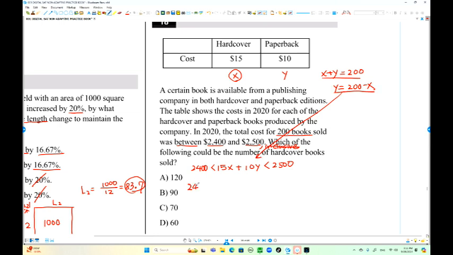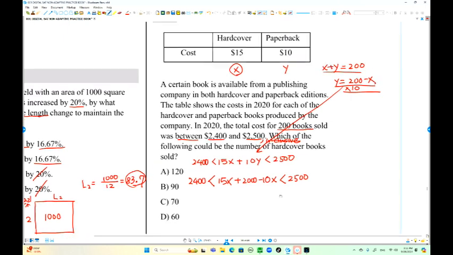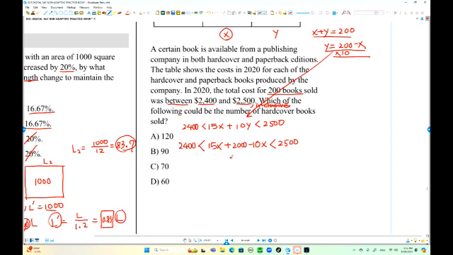So 2400, 15x, 10 times y, 10 times y, 2000, and minus 10 times x. Between these two numbers, 15x minus 10x is 5x. So we have to write 2000 in the middle, take off 2000 left and right. 2400 minus 2000 is 400.